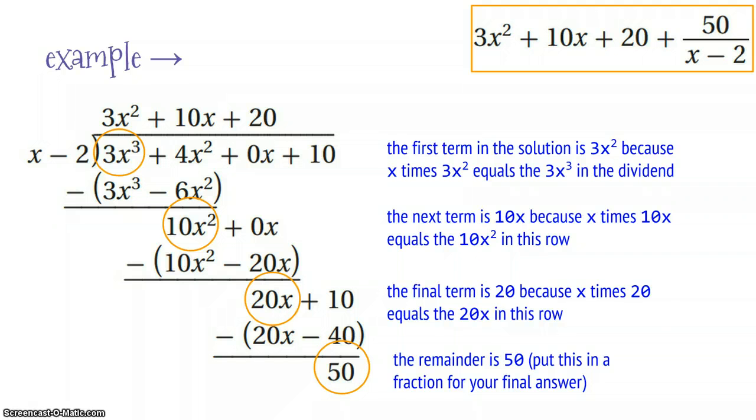Now, with this example, there's lots of different steps, but notice we're always looking at that first term of each level. What times x is going to give me a 3x to the third? What times x is going to give me a 10x squared? What times x is going to give me a 20x? And notice that minus 20x right here, that comes from that 10x times that negative 2. So we still have to think about the distributive property to get this next level down. We will definitely walk through this in class. This is a tricky, tricky process.